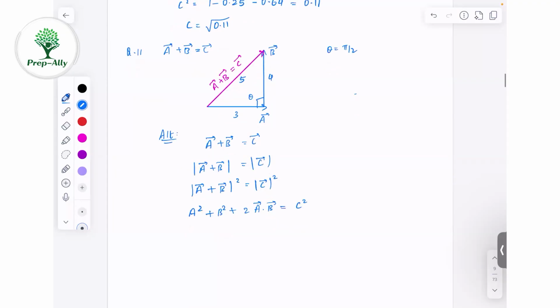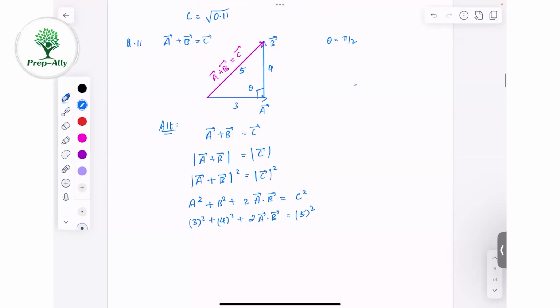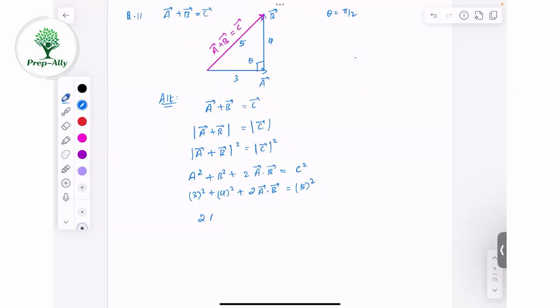Let's substitute the values. This is 3 square. This is 4 square, plus 2 times A bar dot B bar, equal to 5 square. So if we simplify this, we get 2 A bar dot B bar is going to be 25 minus 9 minus 16, which is 0. So we get A bar dot B bar equal to 0.